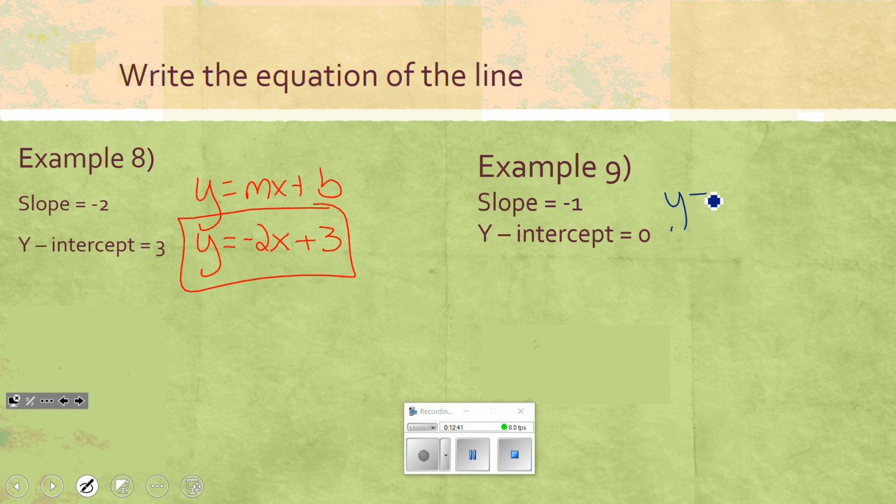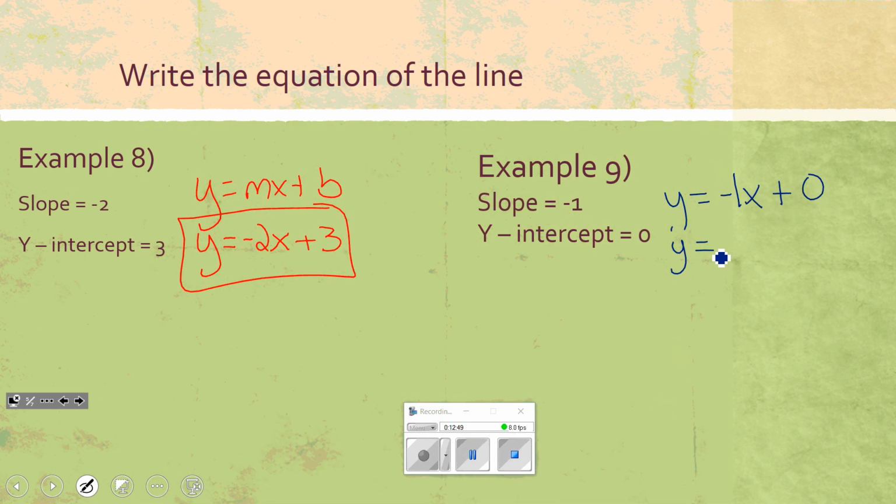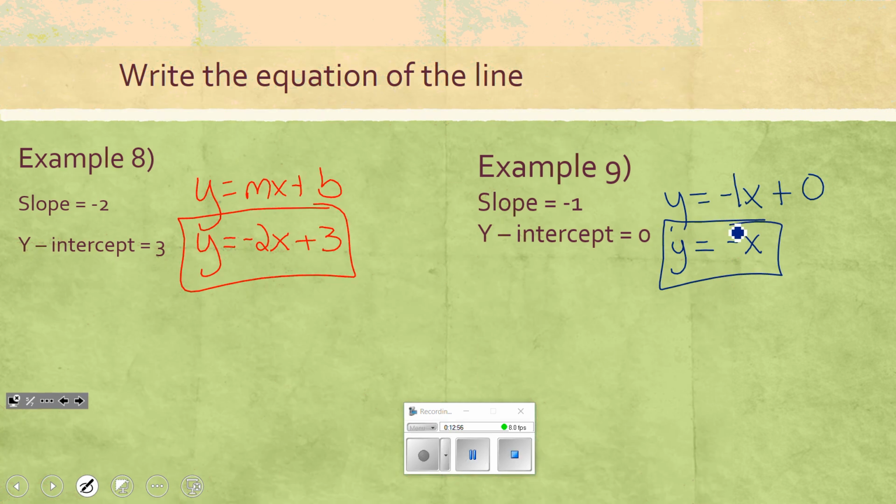So if I plug in, this will be y equals -1x plus 0. You need to clean that up. We could just say y equals -x. That does mean there's a -1 slope, and that it is crossing... where's it crossing at? It's crossing at the origin.